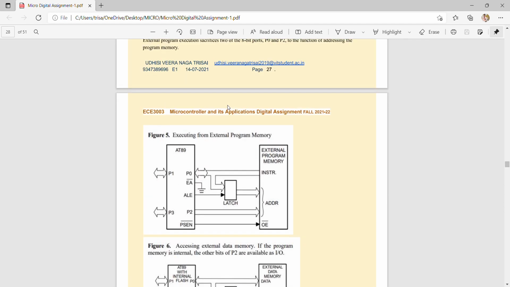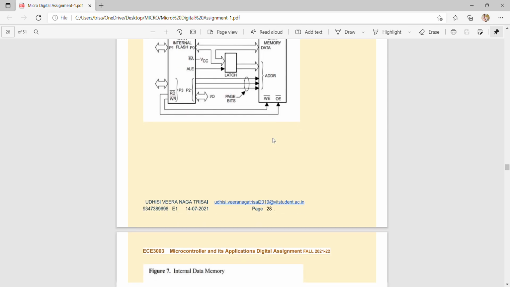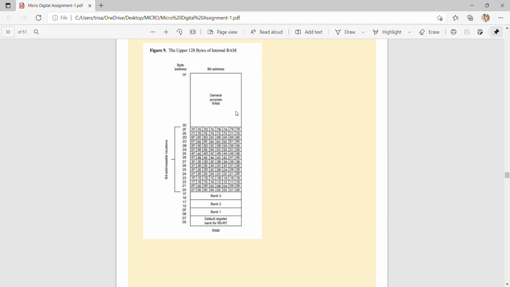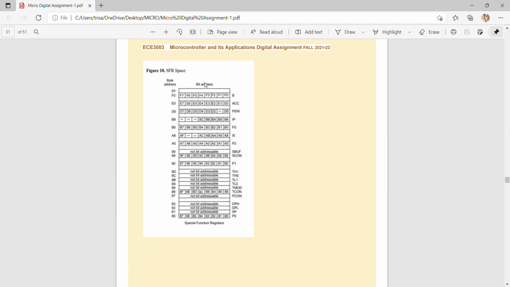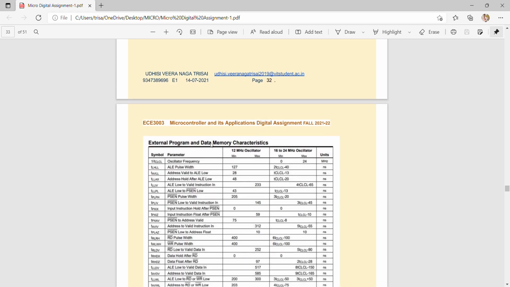This is executing from the external memory, and the data memory is available as IO input. And this is the internal data memory, 128 bytes of internal RAM, and this is figure 9, 128 bytes, and this is the SFR space. The sixth question is to compare the timing of the complex instructions of all the processing elements. You can compare the AT89C51, AT89C52 and so on. And this is the complete table of each and every one.